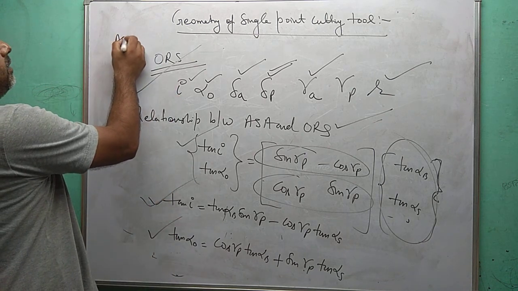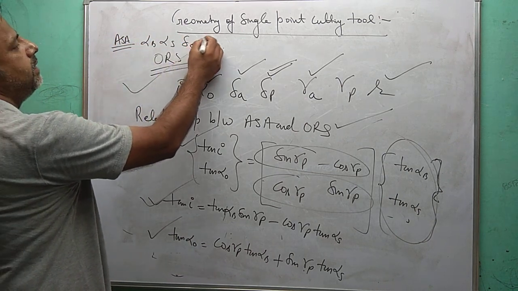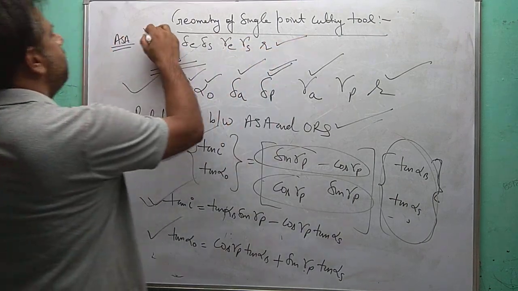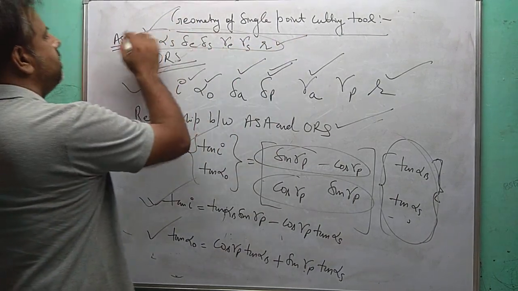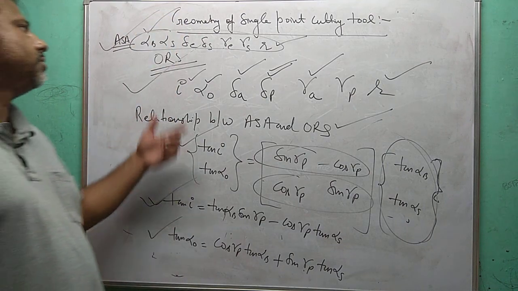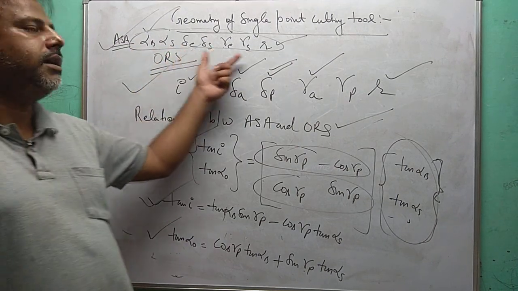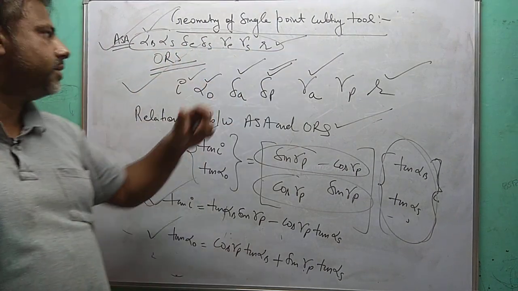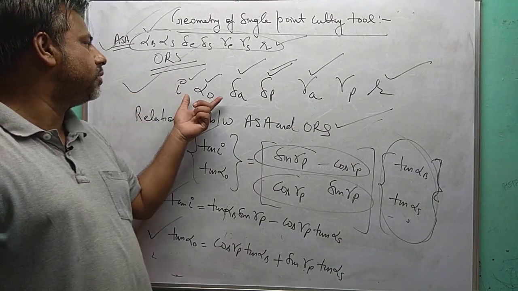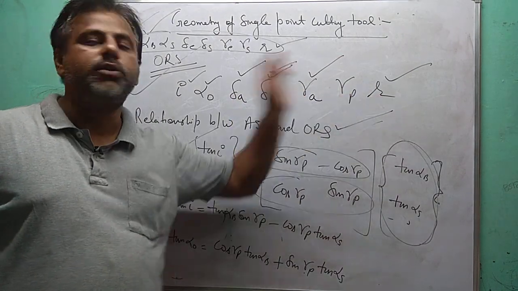In ASA we have an order of angles: back rake angle, side rake angle, end clearance angle, side clearance angle, end cutting edge angle, side cutting edge angle, and nose radius. This order is very important when you solve numerical problems. So remember, first the rake angles, then clearance angles and cutting edge angles, and then nose radius. Similarly, in the orthogonal rake system we have inclination angle, orthogonal rake angle, then flank or clearance angle, and the cutting edge angle, and then nose radius.